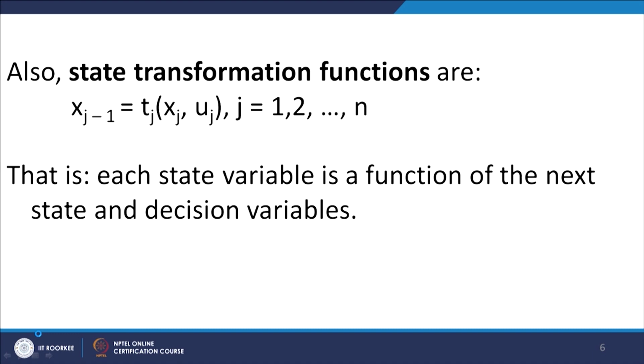Now after this we will also state the transformation functions, which are defined like this: x(j-1) is equal to tj(xj, uj), where j goes from 1 to n. This means that each state variable is a function of the next state and the decision variables. So these are called the state transformation functions.